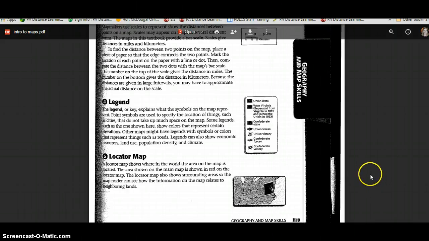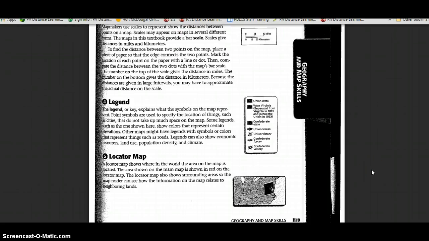We also need to look at legends. The legend or key explains what the symbols on the map represent. Point symbols are used to specify the location of things like cities that do not take up much space on the map. Some legends, such as the one shown here, show colors that represent different elevations. You can't see this here because it's black and white, but sometimes different colors can represent different things. Don't worry, you're not doing any map skill activities that aren't in color. Other maps might have legends with symbols or colors that represent things like roads. Legends can show economic resources, land use, population density, and also climate.